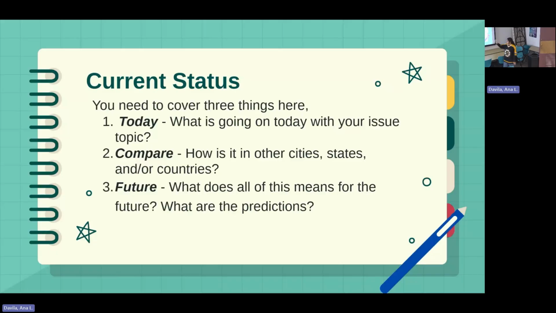Of course, don't limit yourself. You can look into other countries, what are they doing? What can they do? And kind of compare, well, the United States is being here, right? But in other countries, they're doing that.